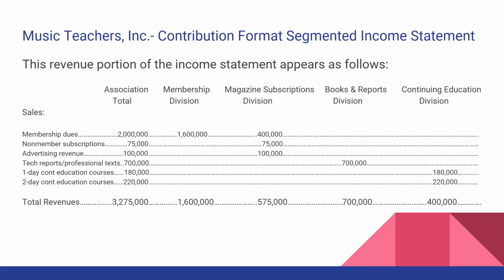So if we multiply those two figures together, that's how we come up with the 220,000 that we're going to put under the continuing education division column as well. So that's going to take us down to total revenue.